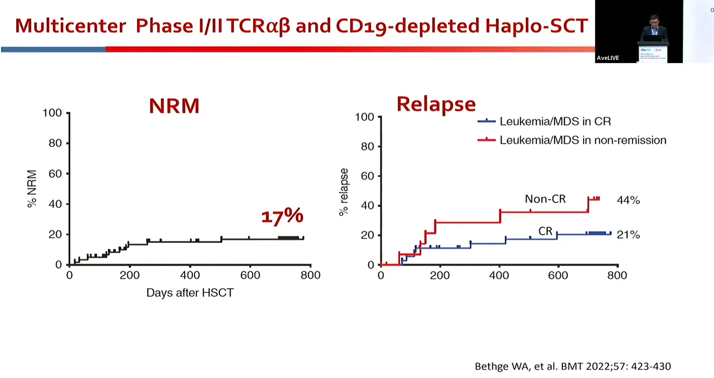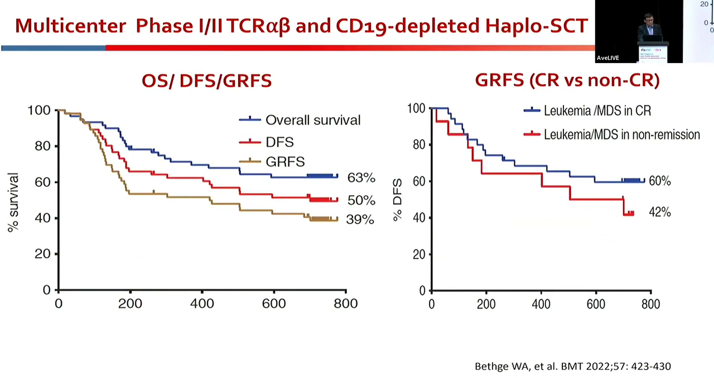The TRM was about 70%, and this is encouraging, taking into consideration these are all adults and children. Relapse rate was dependent on the disease status at the transplant. Overall survival is about 60%, with the GVHD relapse-free survival of about 39%.